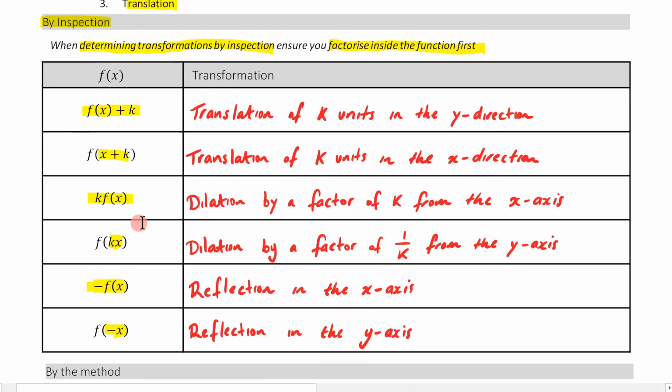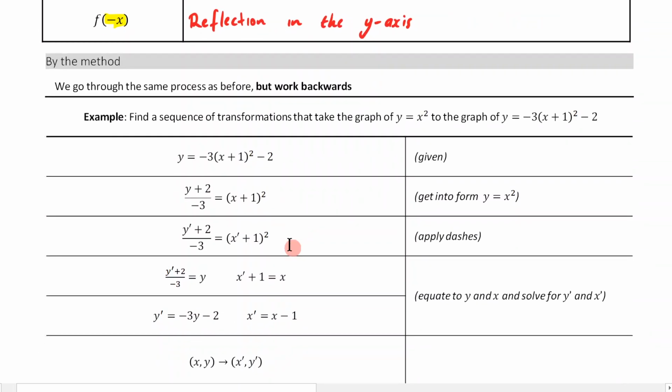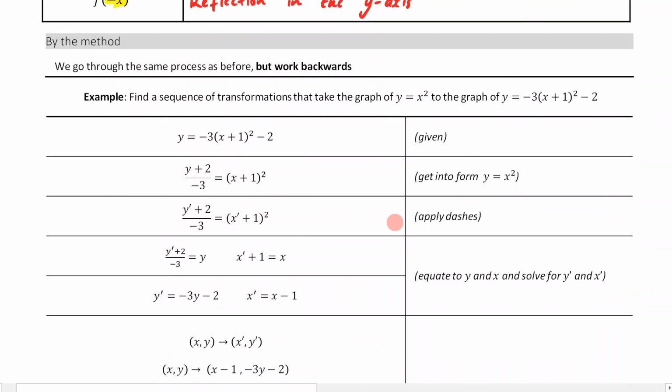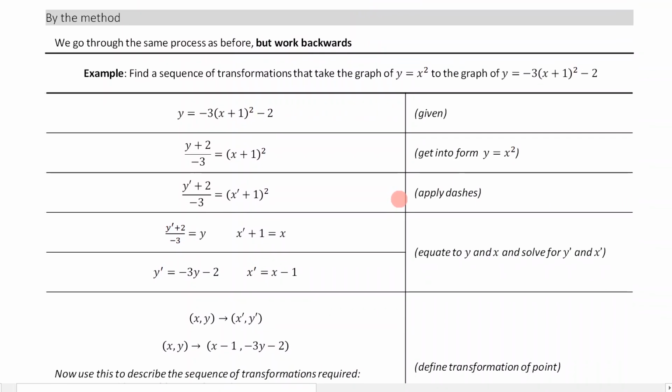Now, this is the first way of determining transformations: you can do it by inspection. The other way to do it is by the method. Now, we've seen by the method in previous lessons, and when we're determining transformations now, we go through the same process as we did before, but we just work backwards.